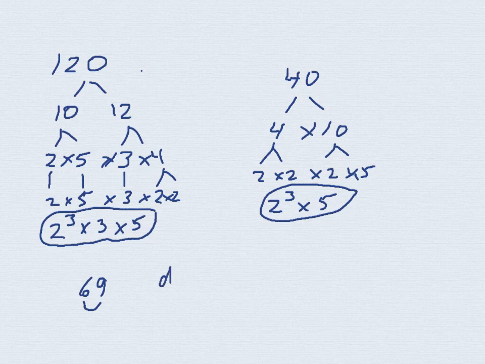So divisibility is the key word. And you want to think about divisibility when you're trying to decide if a number is prime or not. If it's divisible by another number, then it's not prime.